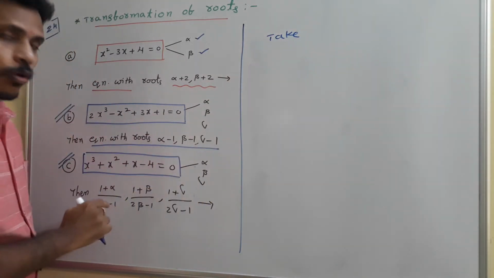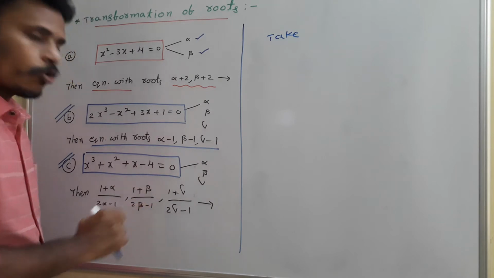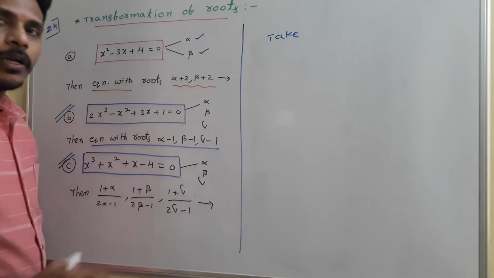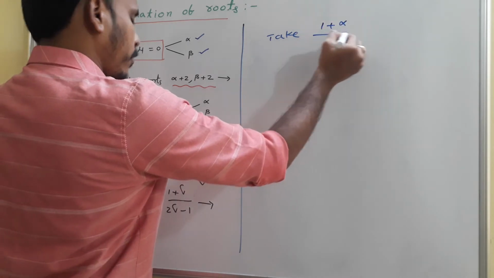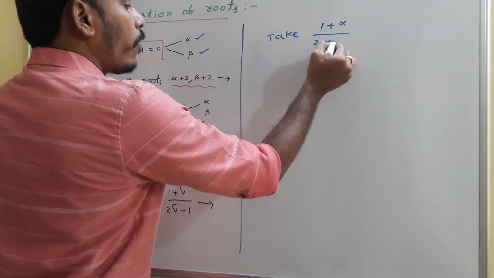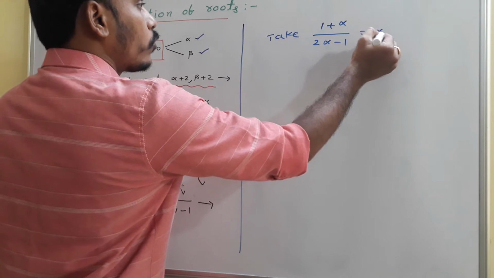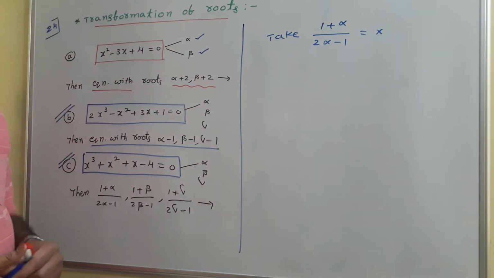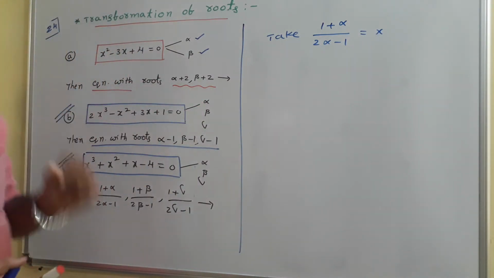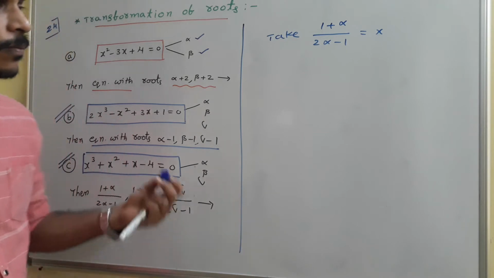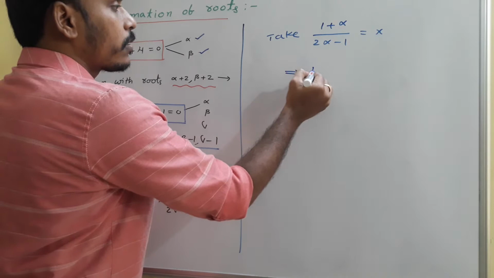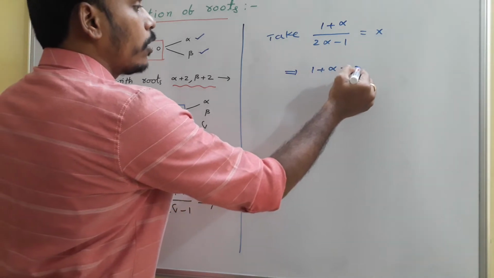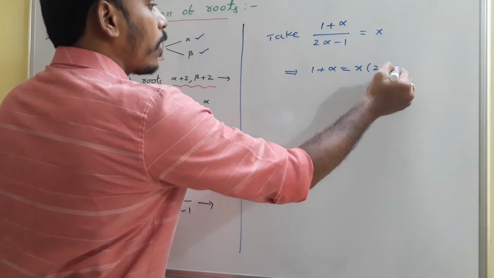1 plus alpha by 2 alpha minus 1, 1 plus beta by 2 beta minus 1, 1 plus gamma by 2 gamma minus 1. So you just take that 1 plus alpha by 2 alpha minus 1 is equal to x. And now since 1 plus alpha by 2 alpha minus 1 is equal to x, you just make alpha the subject now. So this implies 1 plus alpha is equal to x into 2 alpha minus 1.